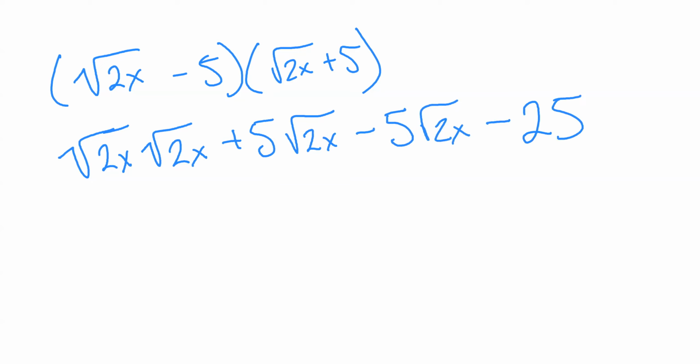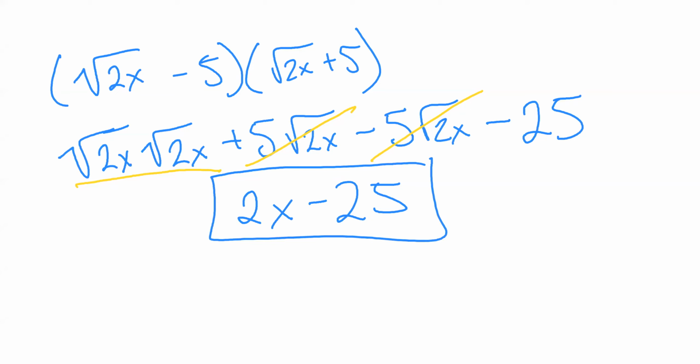All right, so we've got these 4 terms, and conveniently enough, this is a negative term, that's a positive term. They're going to cancel out. And then if you notice, we have root 2x squared. So that essentially simplifies to just a 2x minus 25. Okay. So that is example 2. Let's go on to example 3.